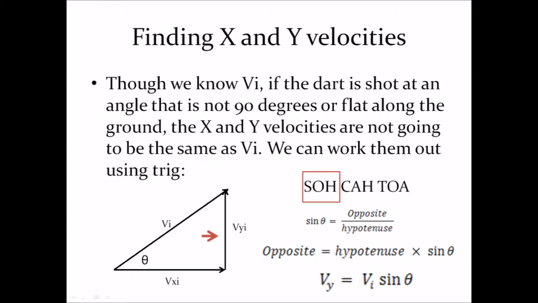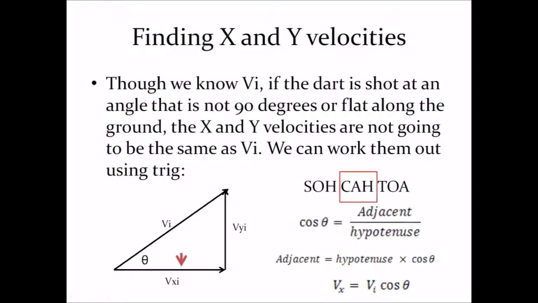SOHCAHTOA is the thing that can tell you the relationship between launch angle, your VI, VX, and your VY, and this is what we used to find VY and VX. It helps if you visualize it like a right angled triangle, because that's just trig.